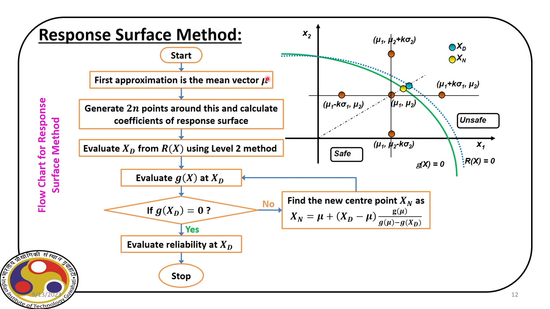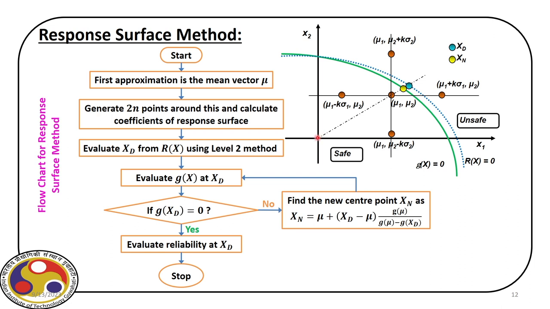So what we do, we start, we use the mean as our reference point, we generate two end points in and around the mean, as you can see in this diagram. Then at those points, we fit the response surface. For that, we calculate the coefficients and fit the response surface. The moment we have Rx, that is this dotted line, then using the first order reliability method, we can solve for the design point that is here. Now we evaluate the limit state again at this point. Obviously that is not equal to 0. If not, then we go for interpolation, find this xn, go back to the original expression and repeat this procedure until we achieve a 0 value of the limit state. That's where the estimation converges. So once we have convergence, we consider that final design point as the design point where we estimate beta.